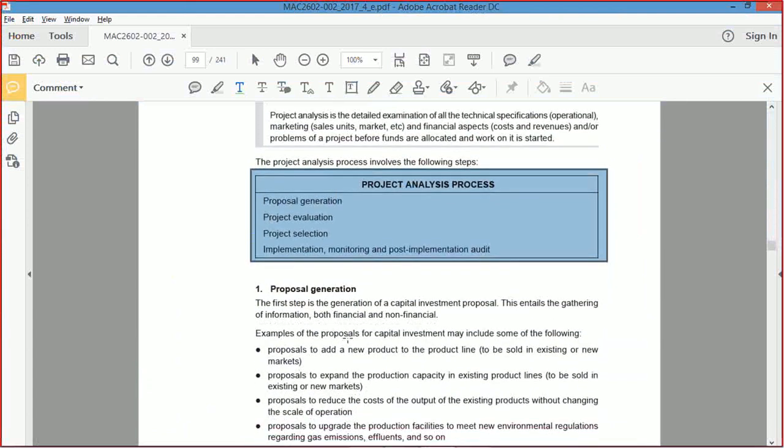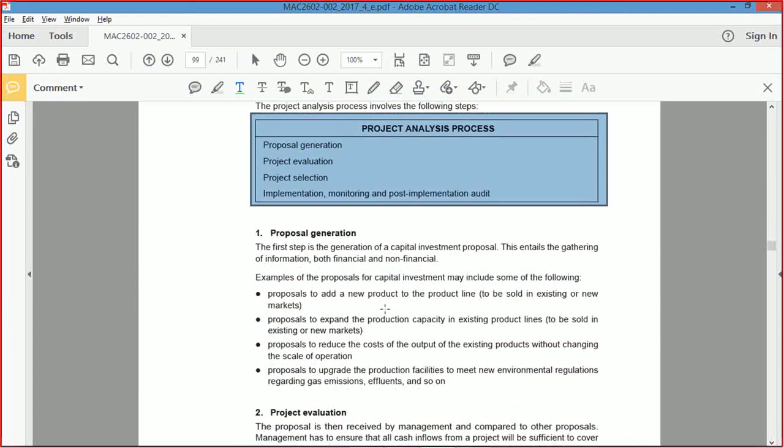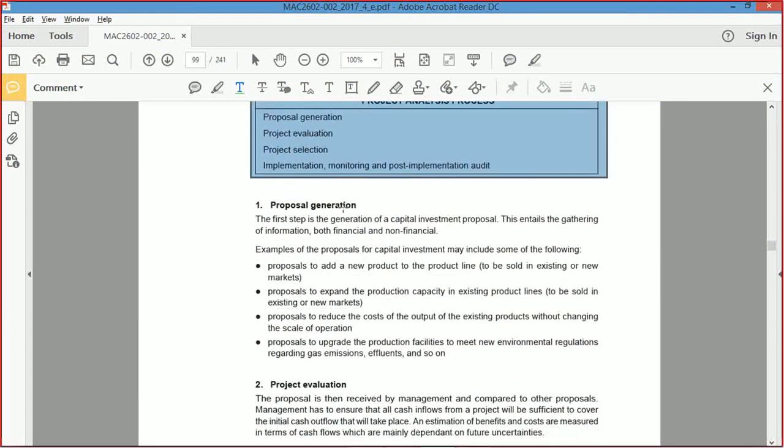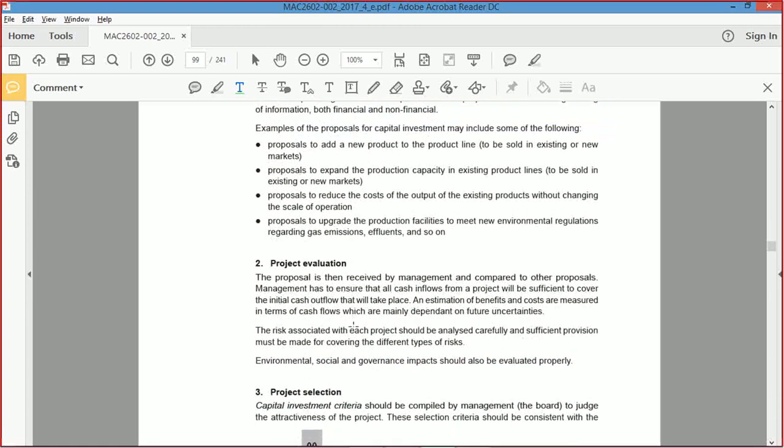Right, it's all theory mainly. In the examples that they give you in the textbook, they talk about proposal generation: adding new products, expanding the production, reducing costs. They're all ideas. Okay, proposal is the idea. The evaluation is going to be what impact or what value are we going to create.